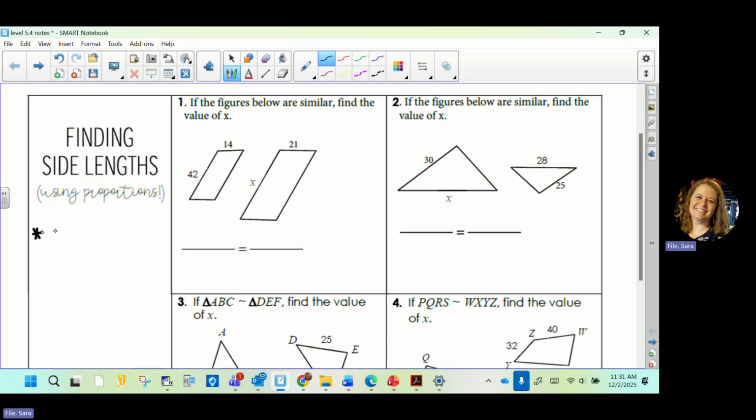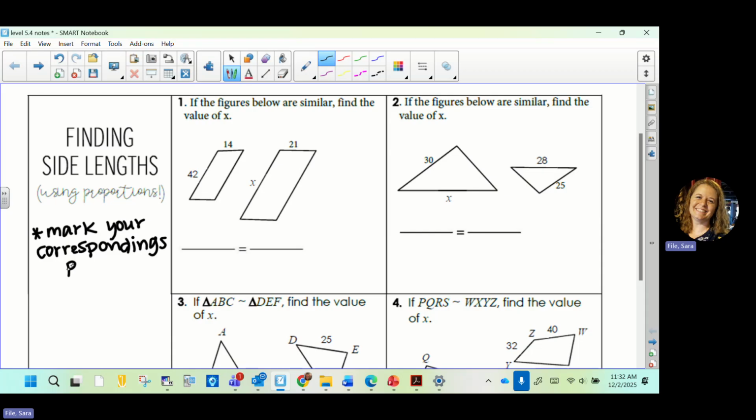So the first thing we always want to do is mark or label somehow, whether it's color coding with highlighters or putting shapes on them or arcs on the angles, however you want to do it. You want to mark your corresponding parts. And I'm going to say parts instead of sides or angles because you can do both.